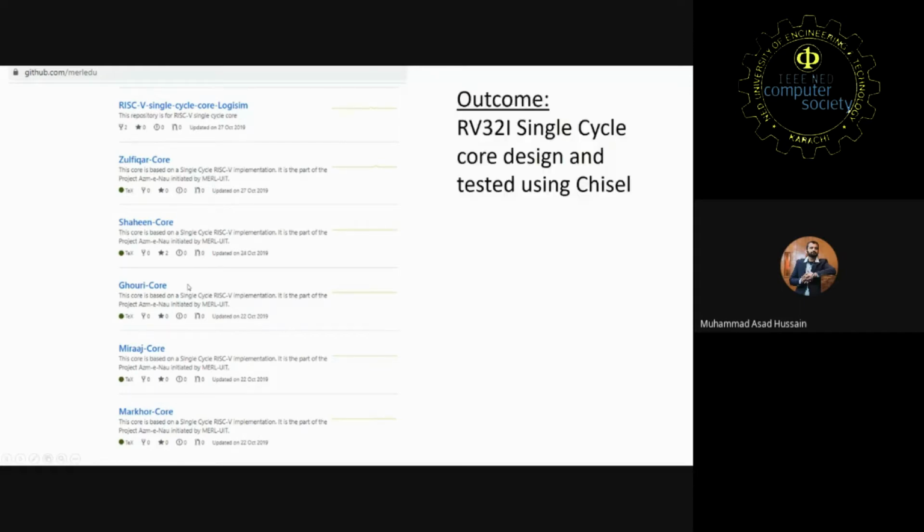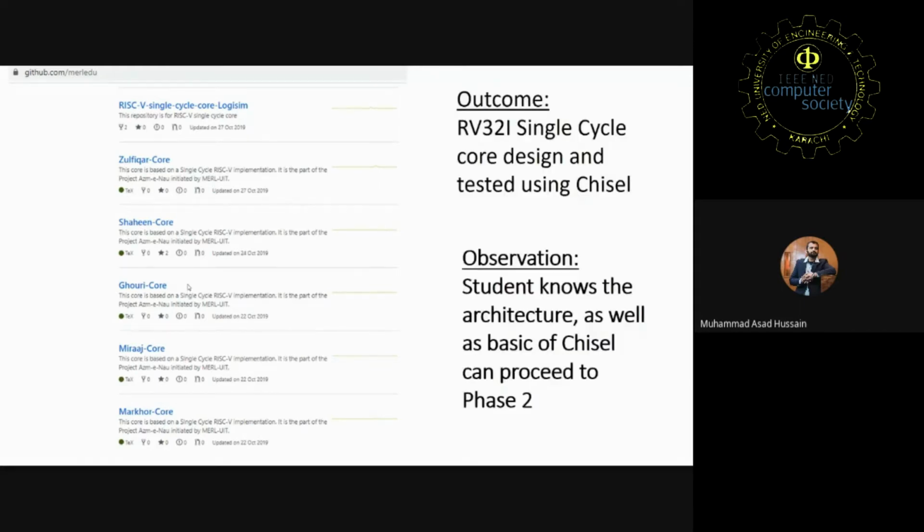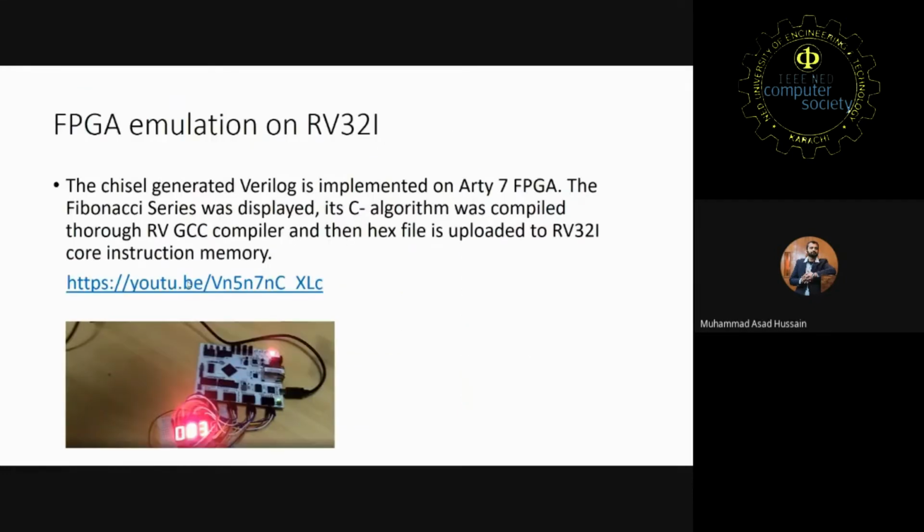Then, as you can see, these are the different cores designed by our students, and they are present on GitHub in our repository. Every student has named his core with a unique name, like Zulfikar, Shaheen, Gauri, and Miraj. You can go and visit there. After this, students know the architecture as well as the basics of Chisel and can proceed to phase 2. Here is the FPGA emulation of RV32I.